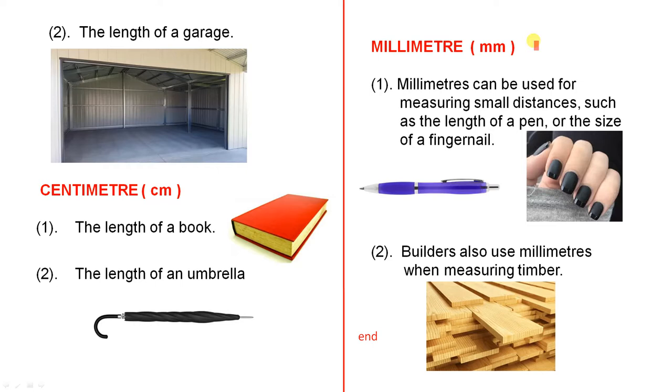Now the millimetre, here are two examples where that can be used, and then we can have a look at this interesting one here. Millimetres can be used for measuring small distances, such as the length of a pen or the size of a fingernail. You might measure the width of the fingernail or the length. Now, having said that, it's very interesting because in the building industry, builders also use millimetres when measuring timber. So they might look at a length of timber which is 1200 millimetres or 1500 millimetres, etc. It just seems to be a very common measurement in the building industry.